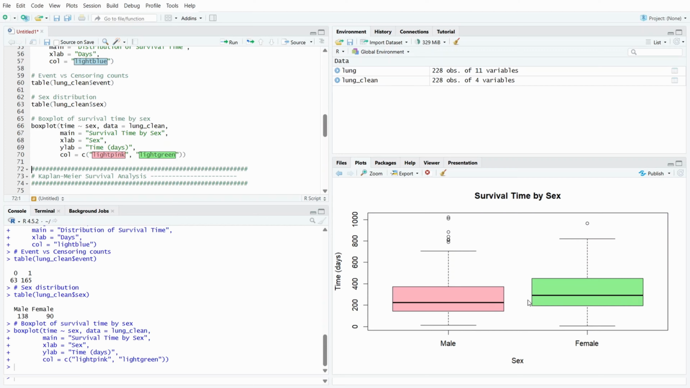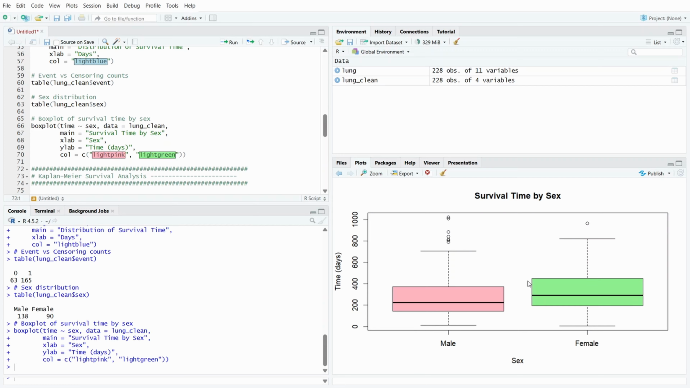Starting with the median, which is the line inside each box, we can see that females appear to have a slightly higher median survival time than males. This suggests that, on average, females in this dataset tend to live longer after diagnosis. Looking at the spread of the data, the height of the boxes, which represents the interquartile range, both groups show a fair amount of variability.